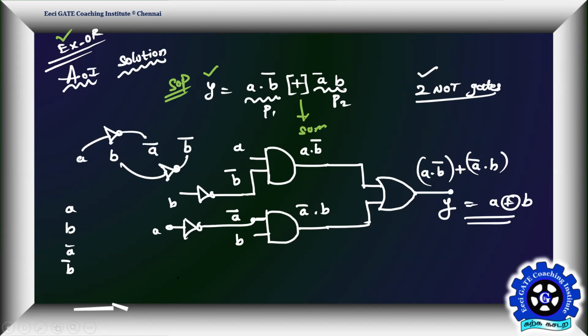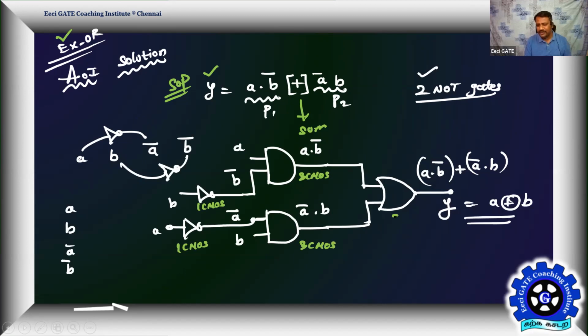Assuming you are implementing it using CMOS logic gates, this is one CMOS, and this is how many? 3 CMOS, and this is 3 CMOS, and this also 3 CMOS. Then what is the budget? The AOI solution has a budget of 11 CMOS.